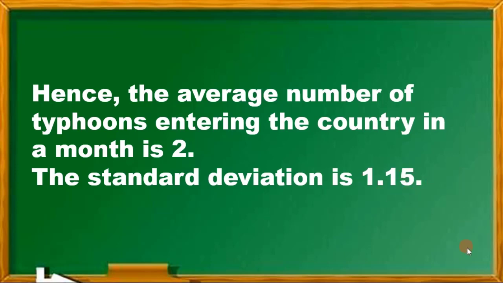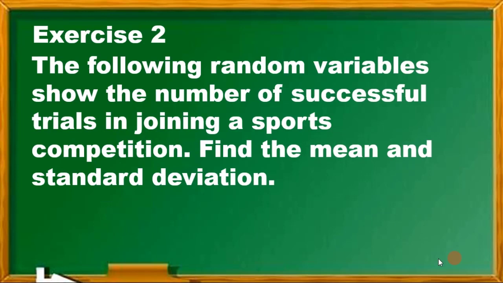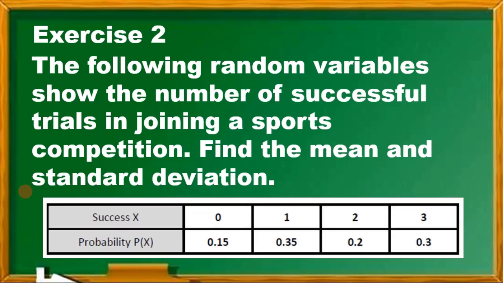Okay. So let's move on to exercise number 2. The following random variables show the number of successful trials in joining a sports competition. So find the mean and the standard deviation. So again, similar process with exercise number 1. Let's have this given table, success x. We name it random variable x, given in your module. Then we have the values 0, 1, 2, 3 and the probability of x.